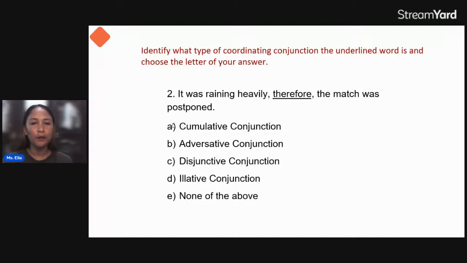Okay, so in number two, the correct answer is elative conjunction. Why is it an elative conjunction? It's because it makes an assumption or a conclusion. The word therefore is used for concluding something. It was raining heavily, and then you conclude that the match was postponed. Therefore, the match was postponed. That means it's an elative conjunction. All right.